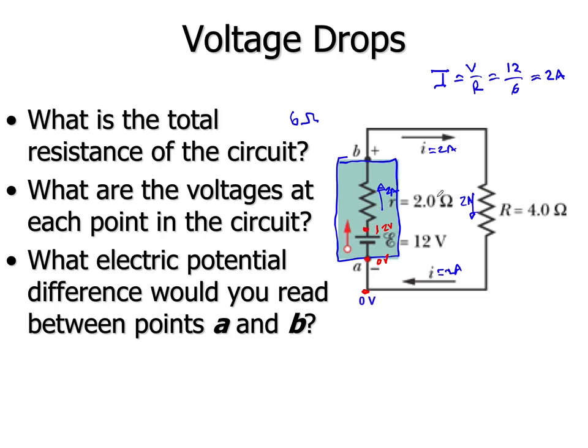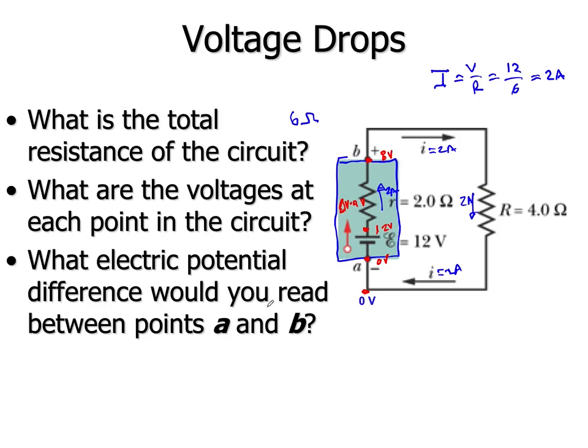The voltage drop for this resistor, 2 times 2, I times R, would be 4 volts. So if the voltage change is 4 volts, that's really badly drawn. I was at 12. I lose 4. What am I at B here? I'm going to be at 8 volts.